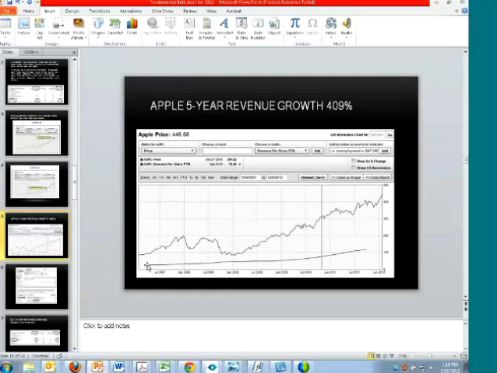So I like to look at the revenue growth just to verify the growth in retained earnings. If I had a company that was growing its retained earnings at 50% a year, but its revenue was only 10% a year, then I would be suspect, because you want to see the growth in revenue just to confirm the other fundamentals, and that's a good way just to confirm it. So I like to take a look at that.